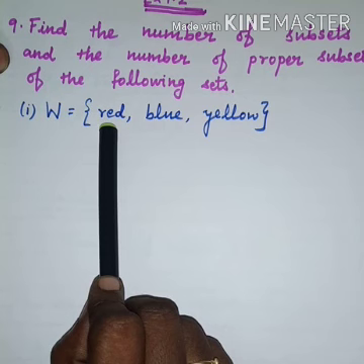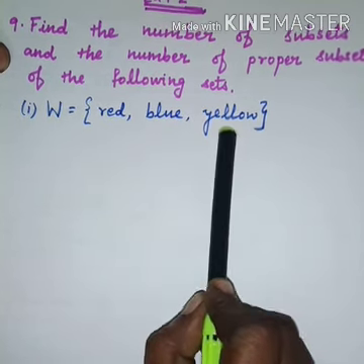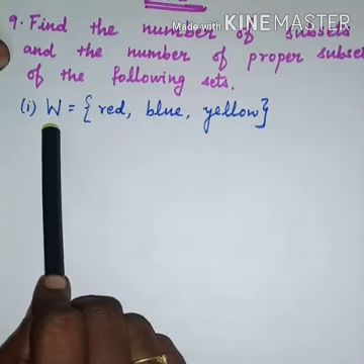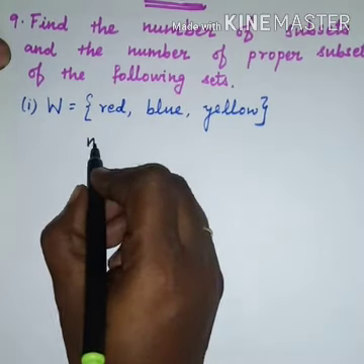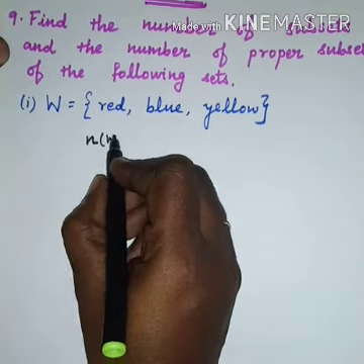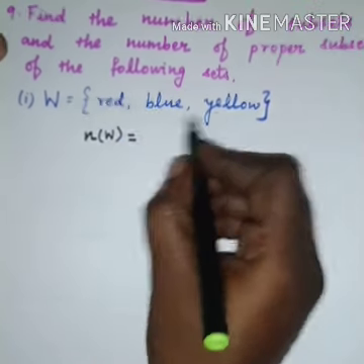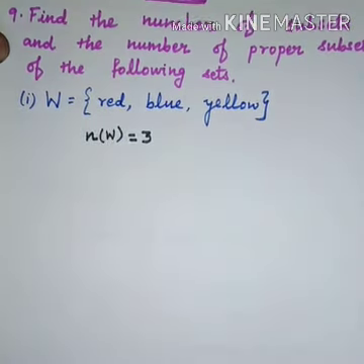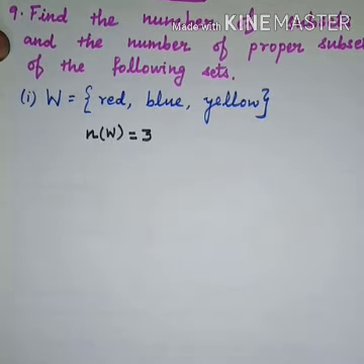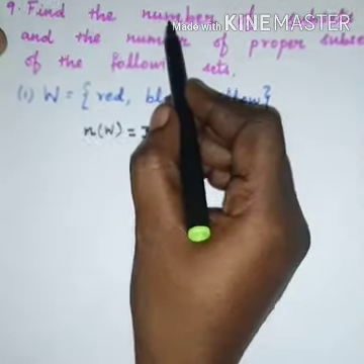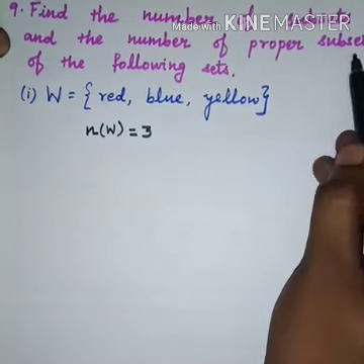How many elements are there? 1, 2, 3. There are 3 elements in the set W. Therefore, n(W), the number of elements in the set W, is equal to 3 elements. Now, we have to find the number of subsets and the number of proper subsets.